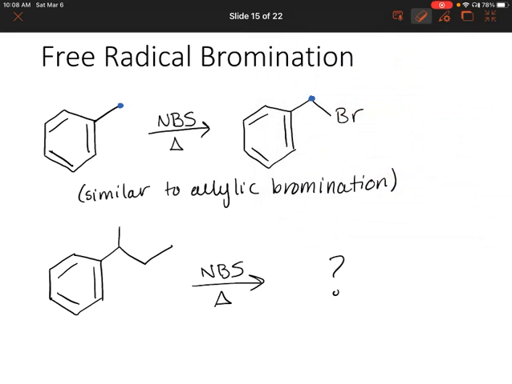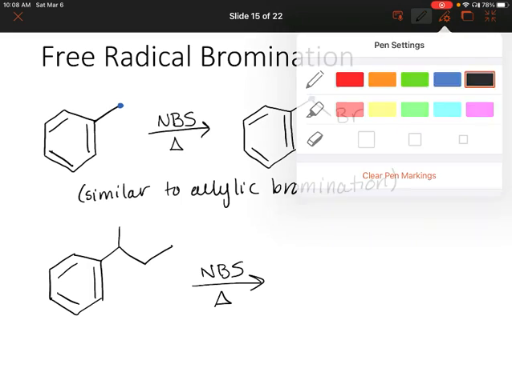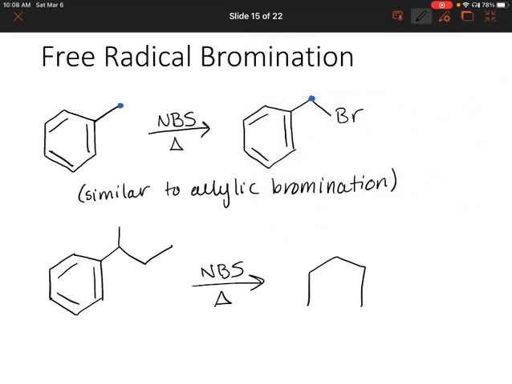Okay, so what would our product look like? Well, first let's identify our benzylic position, one carbon away from the benzene ring. And we're just going to add our bromine to that same position. Awesome, easy peasy. Now, what's great about this is we now have a leaving group attached.